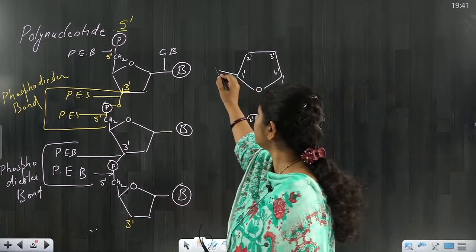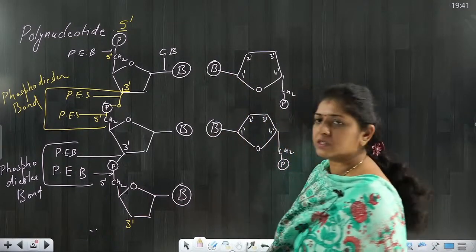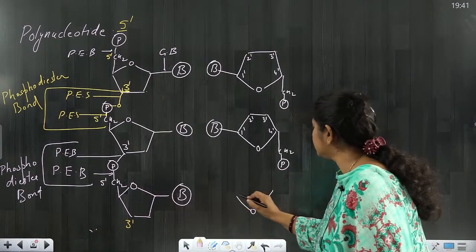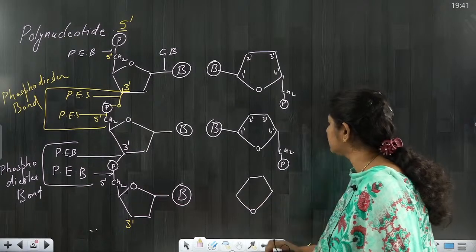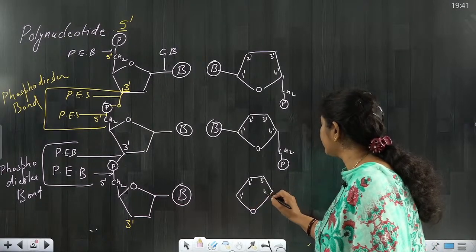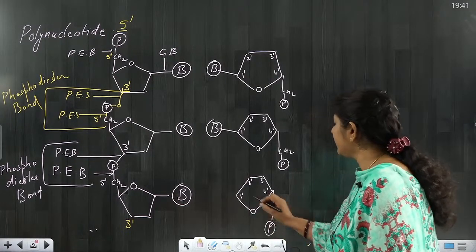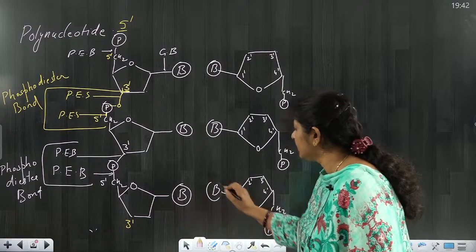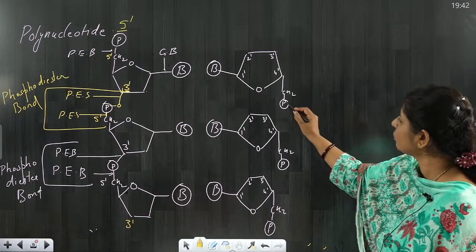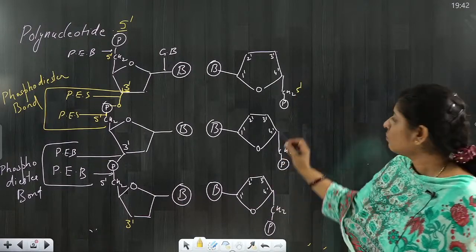What will be at 1 prime position? Base. Likewise, one more I am taking like this. Here again 1 prime, 2 prime, 3 prime, 4 prime, 5 prime is having this phosphate and 1 prime is having the base. As I already told you, they have their own phosphate at which prime position? 5 prime.